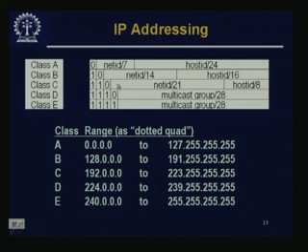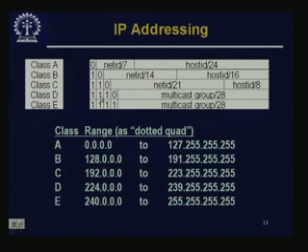For class C, 3 bytes are given for the network part and only 1 byte for the host. So, a class C network can have only 2 to the power 8, that is 256 hosts. That is a really small network, but you can have a large number of them, about 2 million such networks, 2 to the power 21. Class D is for multicast group, and class E is really experimental.